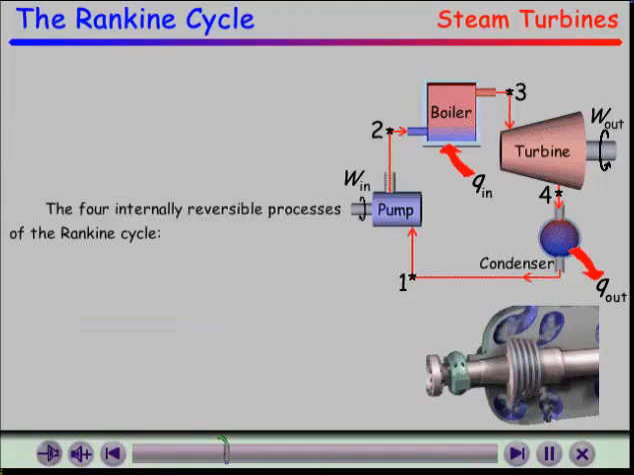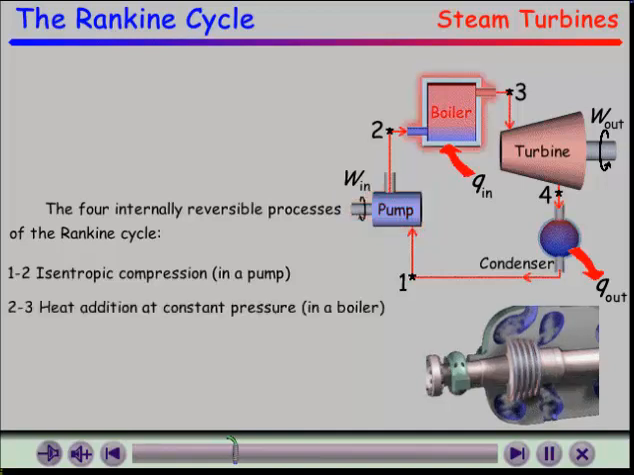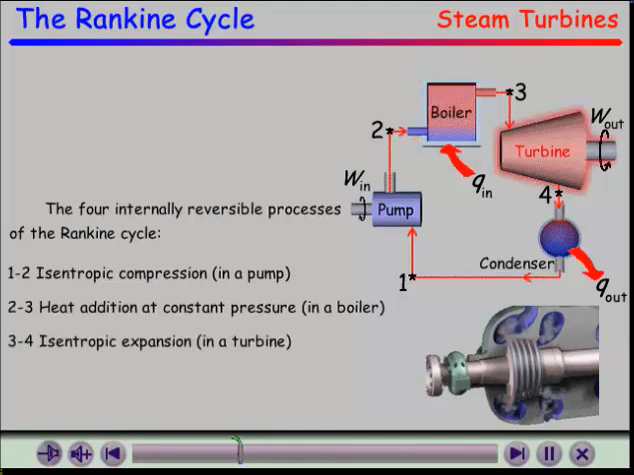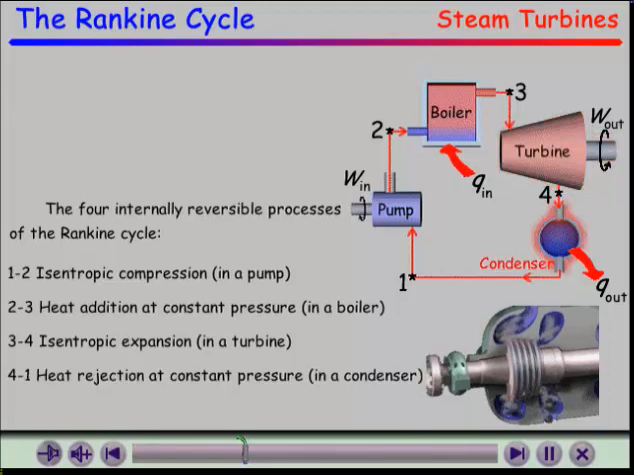The ideal Rankine cycle consists of the following 4 processes: isentropic compression in a pump, heat addition at constant pressure in a boiler, isentropic expansion in a turbine, and heat rejection at constant pressure in a condenser.